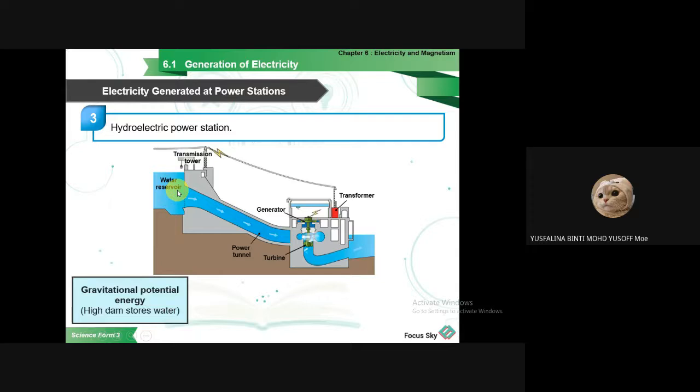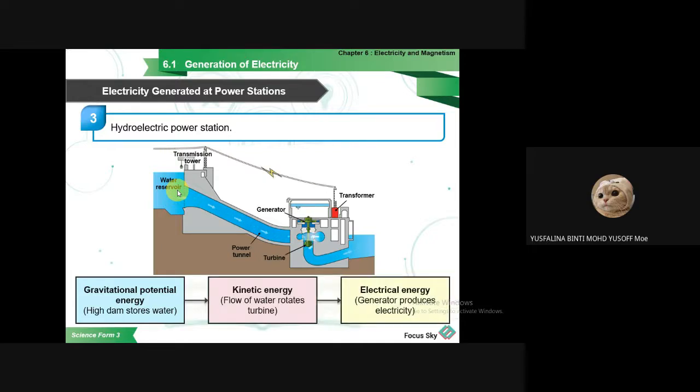So let's see the energy change, starting from gravitational potential energy, then kinetic energy, then electrical energy. The gravitational potential energy comes from here because the position is higher. Going down, it turns to kinetic energy because the turbines start to move and rotate. Then the generator will produce the electricity, and the electricity will be sent to the transmission tower. So that is electricity generated by using the hydroelectric power station.